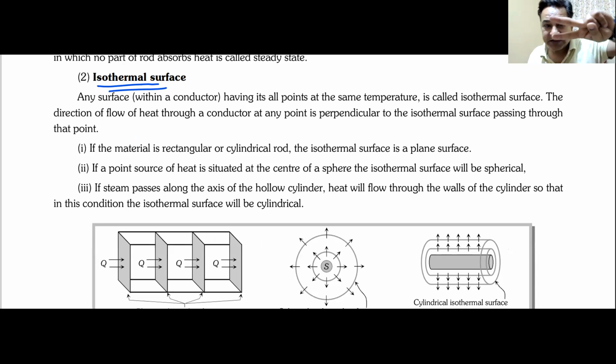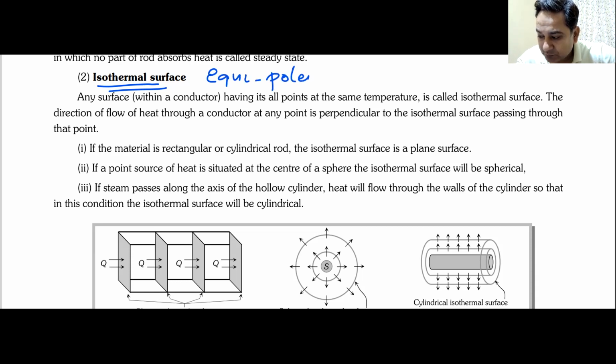Now, the second thing which has the same meaning, a similar concept, instead of calling it isothermal surface, I can call it equipotential surface. Do we understand this? Equipotential surface. Do we understand the difference or the similarity between the two? Yes or no? No, sir.